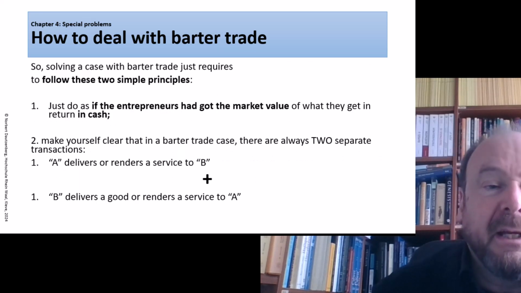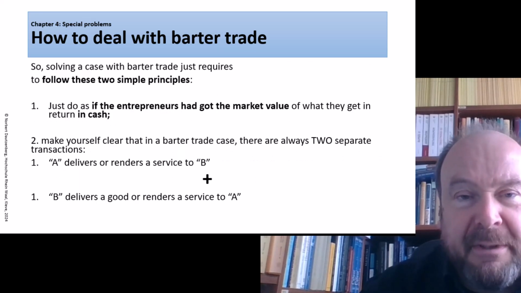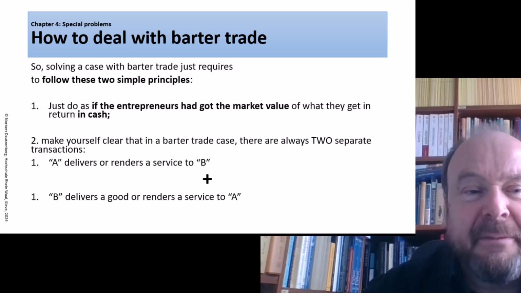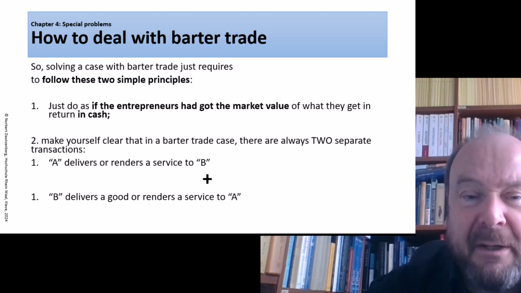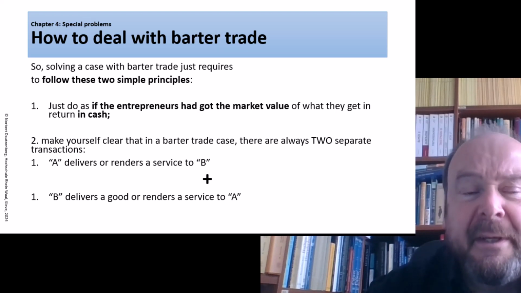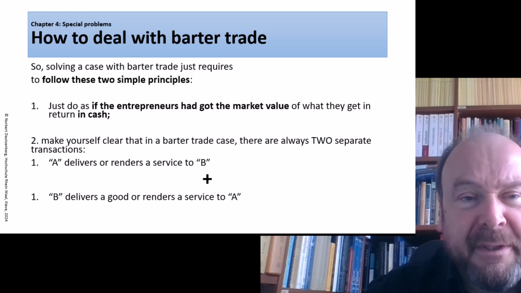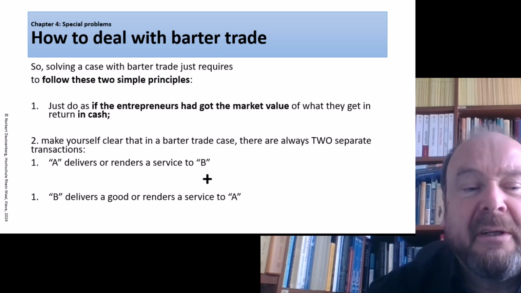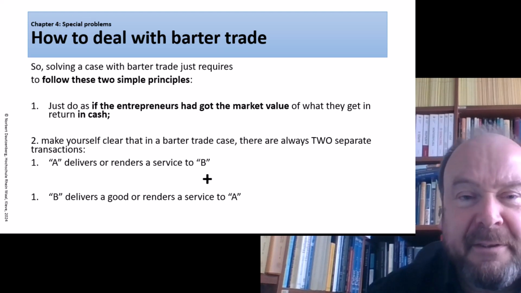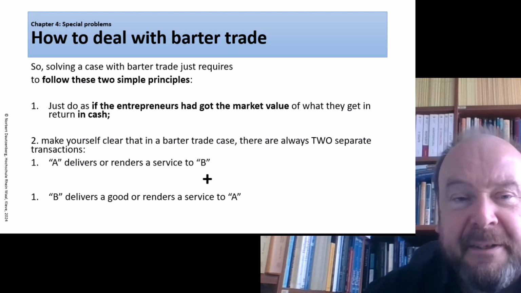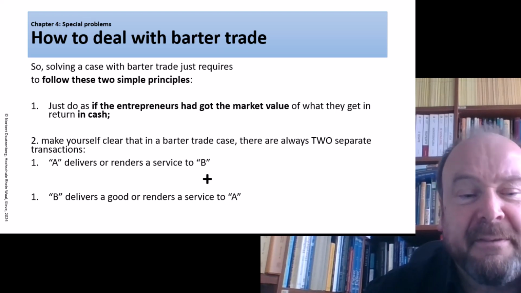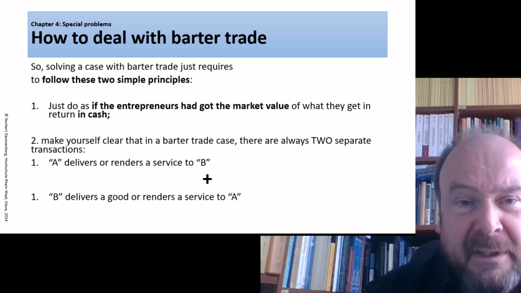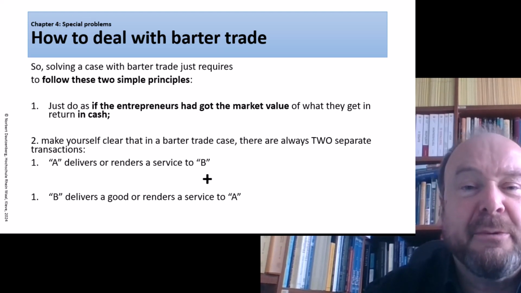So forget them. Just to sum up, if you have a barter trade transaction, here are easy principles for how you approach the case. First, you check if the entrepreneur in question got the market value of what he gets in cash. Then you make clear to yourself that a barter trade transaction usually has two separate transactions underlying. A gives something to B and B gives something to A, and so two transactions have to be checked if you are asked for them.